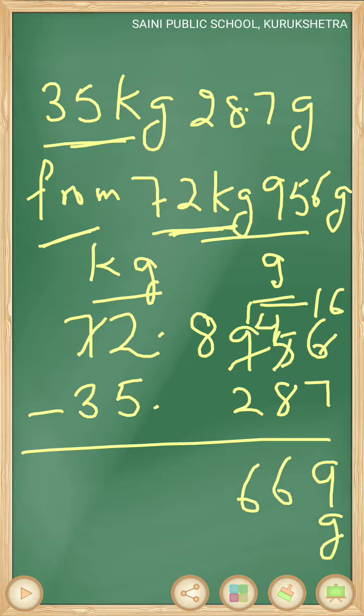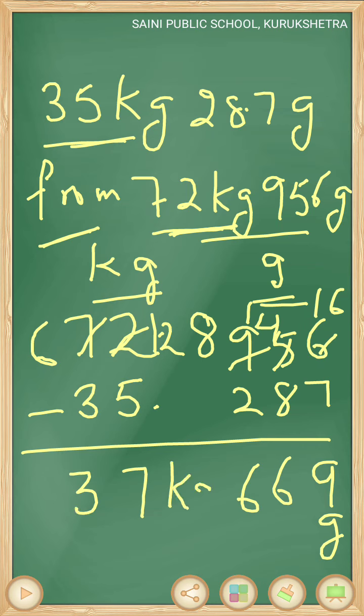Now the kilogram place, again 5 is greater than 2, so it is not possible. We will take a borrow from the next place, it will become 6 and this will become 12. Now 12 minus 5, 7, and 6 minus 3, 3. So 37 kilogram and 669 gram.